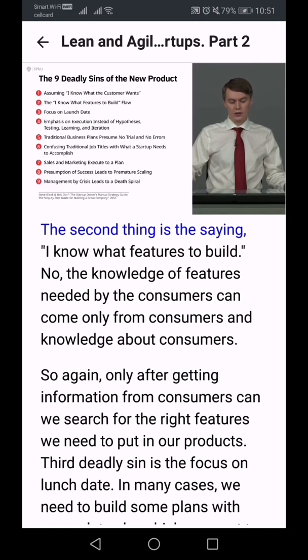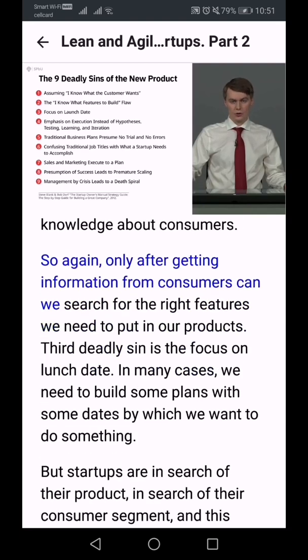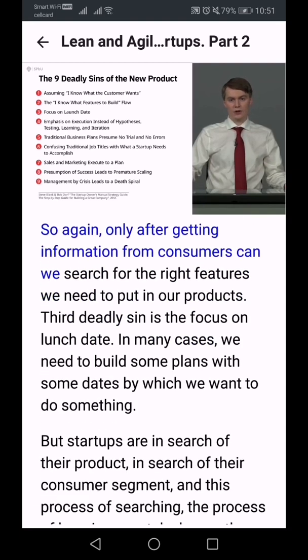The second thing is the saying, I know what features to build. No, the knowledge of features needed by the consumers can come only from consumers, the knowledge about consumers. So again, only after getting information from consumers can we search for the right features we need to put in our products. Third deadly sin is the focus on launch date.